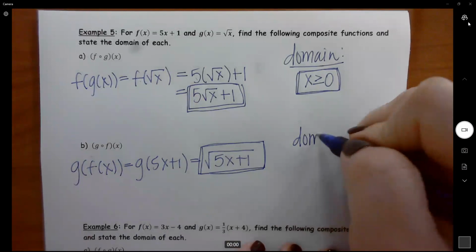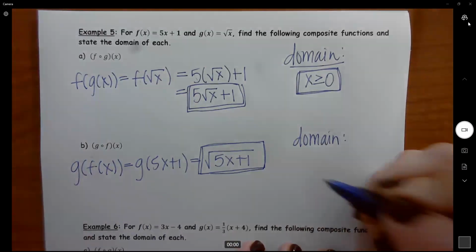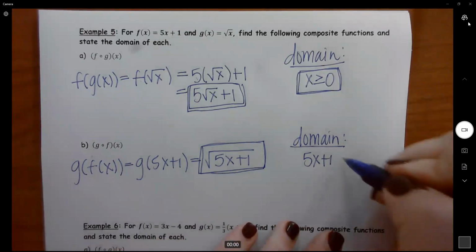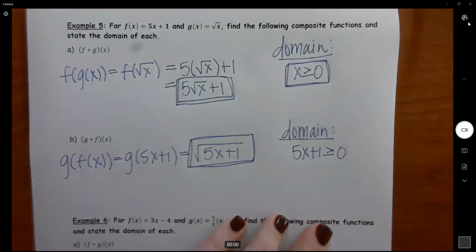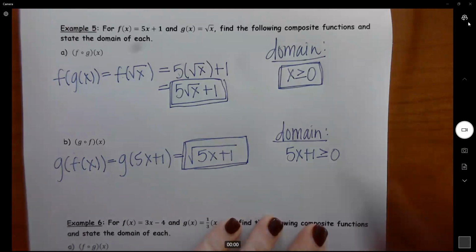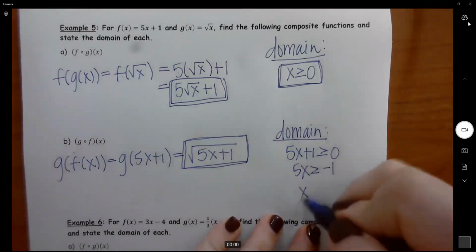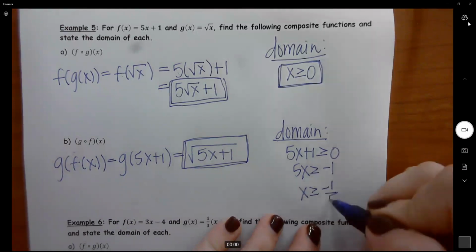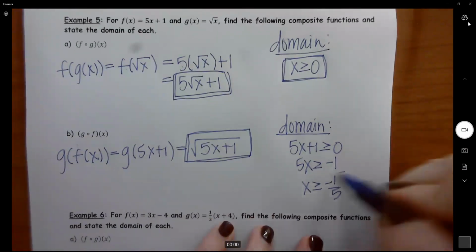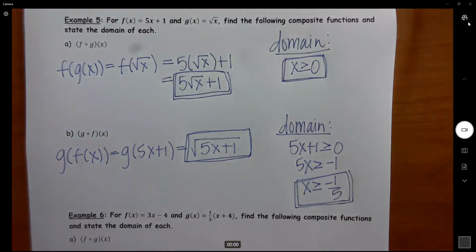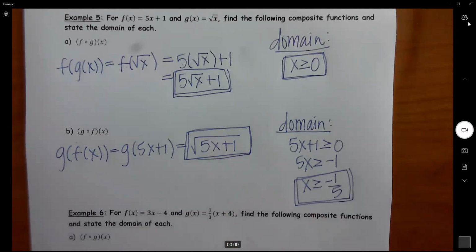So my domain, I have to make sure that what's under the radical, which is 5x plus 1, is greater than or equal to 0. So this one we have to do a little bit of solving. We'll subtract our 1 over and then divide by 5. So x must be greater than or equal to -1/5. Anything less than that, then this becomes negative.